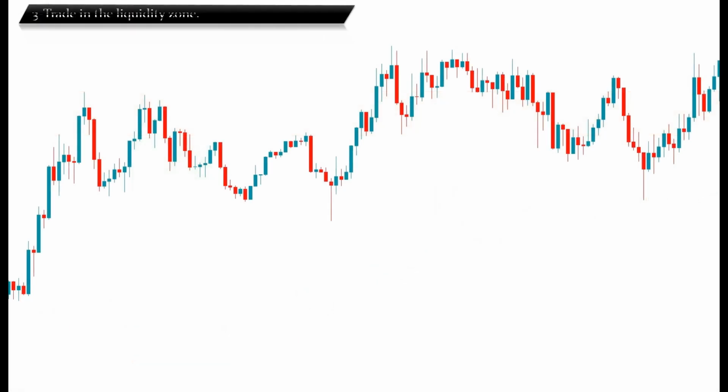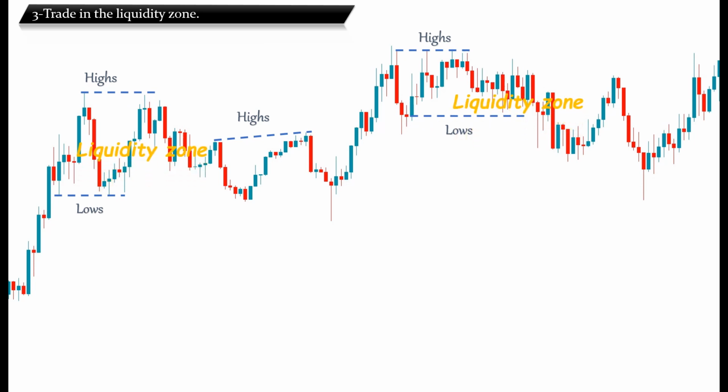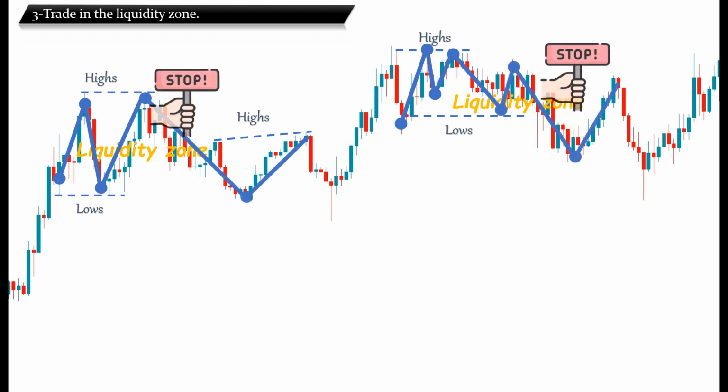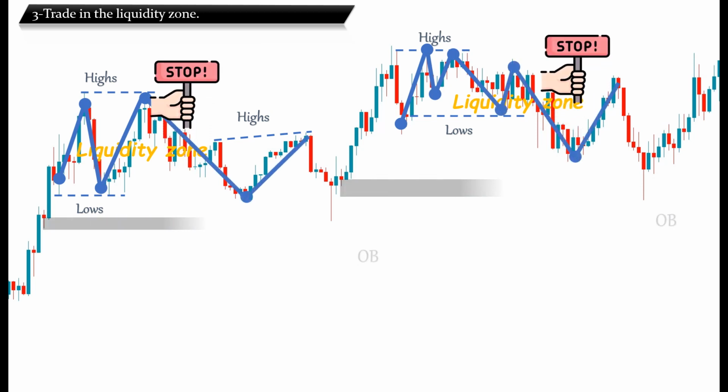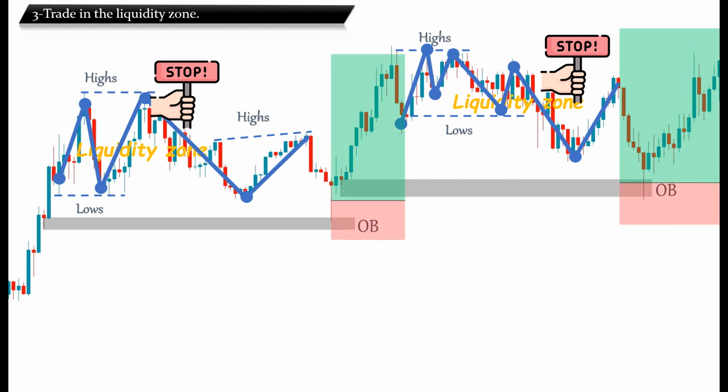And finally, trading in the liquidity zone. Wherever you see equal highs and lows on the chart, it can be considered a liquidity zone. Due to the market's ranging nature in this zone, avoid entering a trade. Order blocks before these zones can be a suitable area to enter positions. You can watch the complete liquidity video inside the channel.